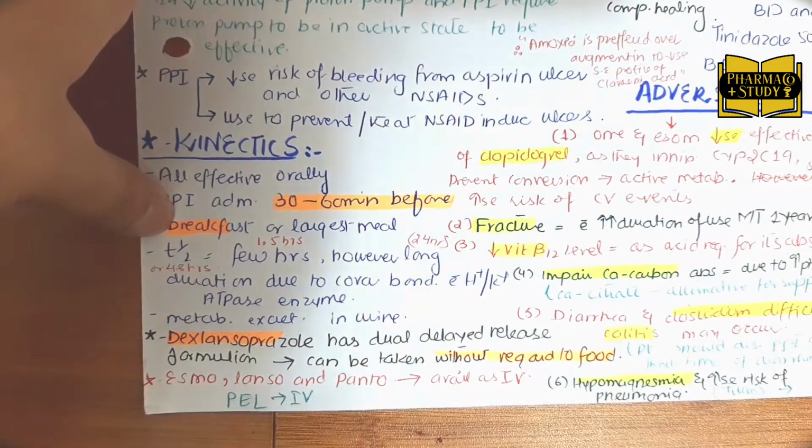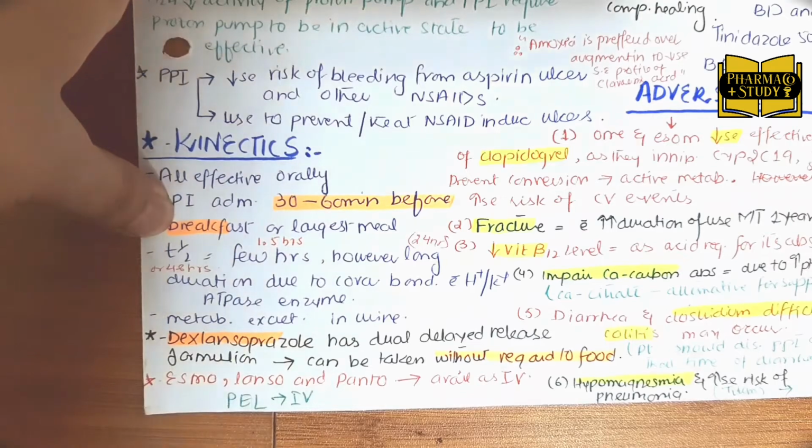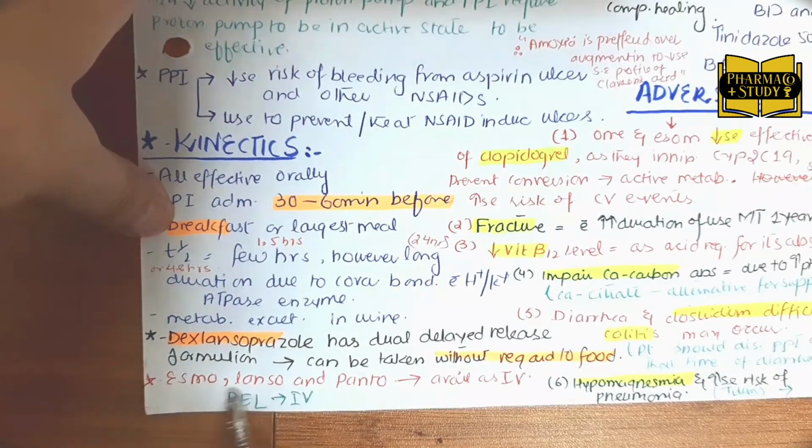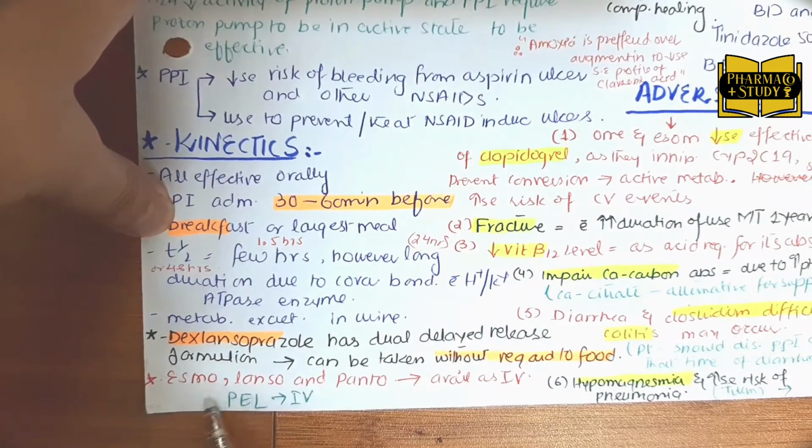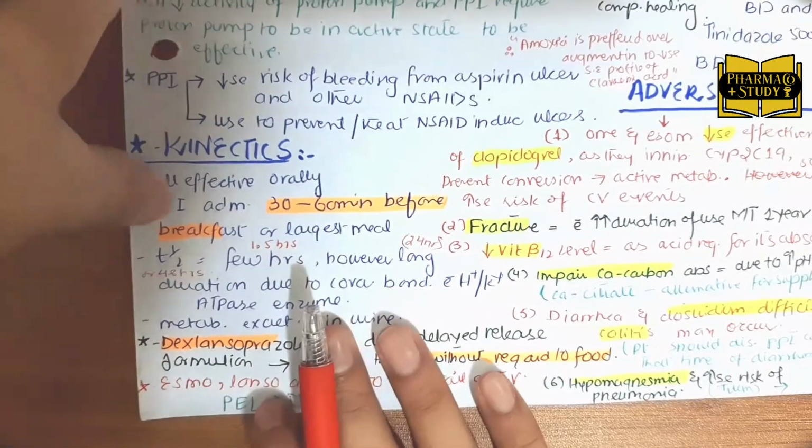Esomeprazole, lansoprazole and pantoprazole are available as an IV, and you can remember it as PEL IV. PEL is a company of refrigerators, so PEL IV. Esomeprazole, lansoprazole and pantoprazole are available as an IV. Now comes to the side effects.